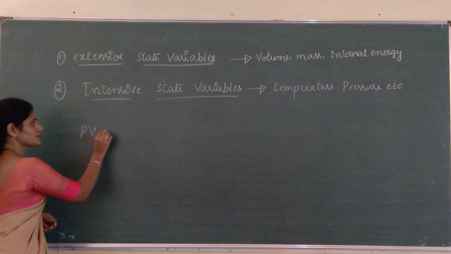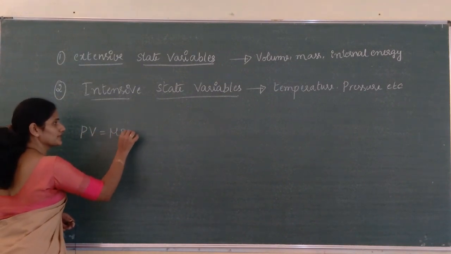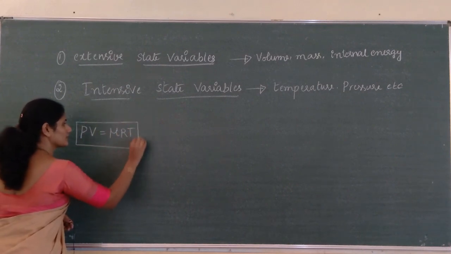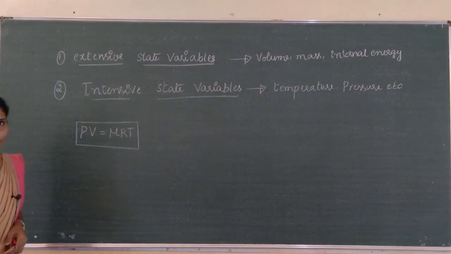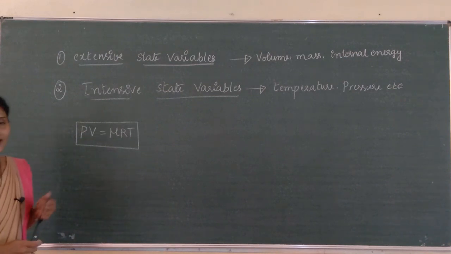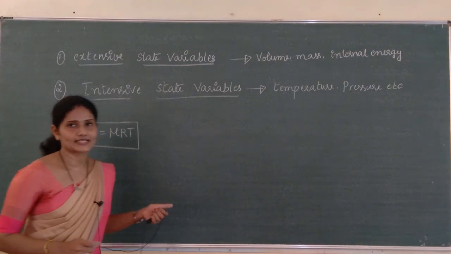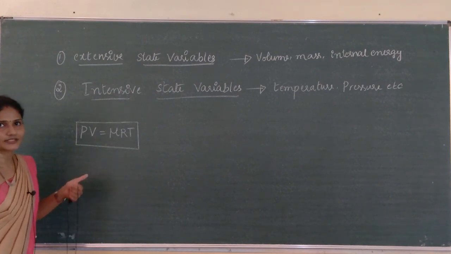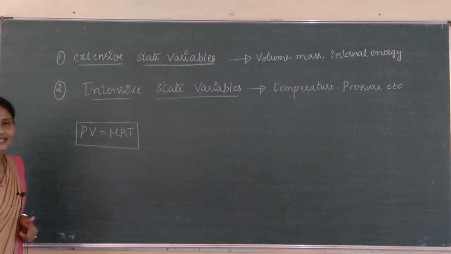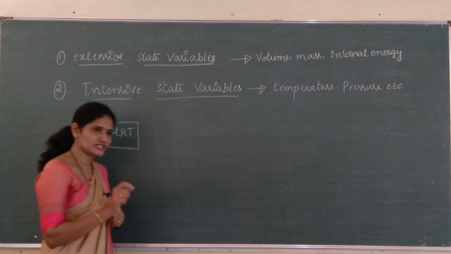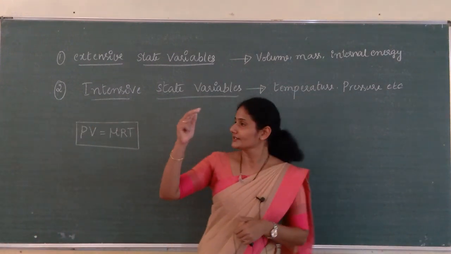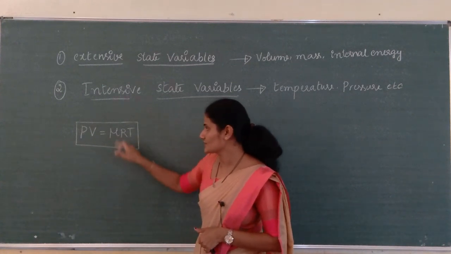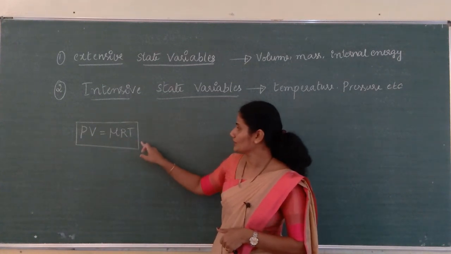Ideal gas equation is PV is equal to mu RT. This is also very, very important from the examination point of view. They may ask you to write the ideal gas equation and explain the terms. In that case, you have to write the expression PV is equal to mu RT and explain it: what is P, what is V, what is mu, what is R and what is T.